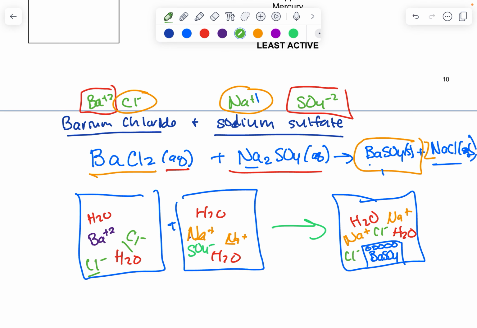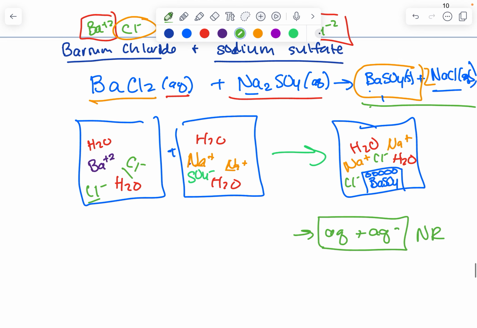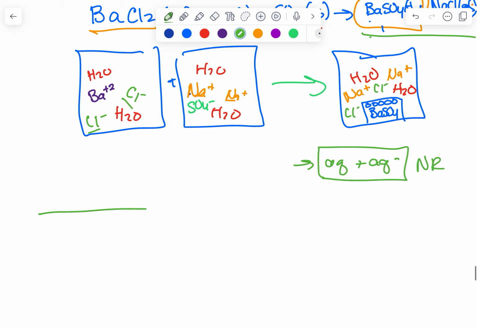So that's how you would do it for a double replacement. Now remember, if both of these are aqueous, that would mean no reaction. So if you have aqueous plus aqueous on the product side, this would be no reaction. Single replacement, those are a little different.